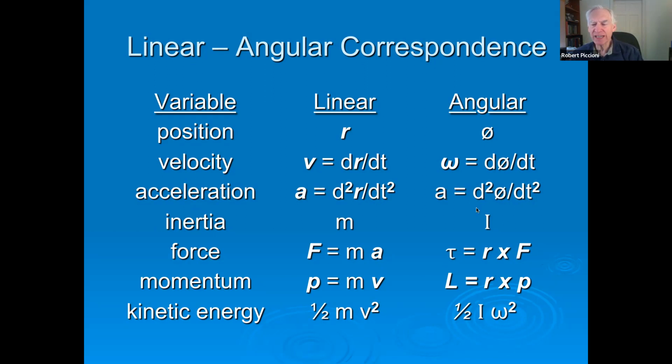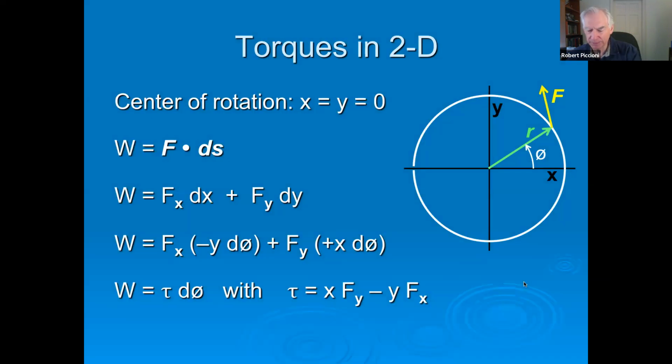Okay, so the torque has this weird property we just discussed. And in the linear business, the linear momentum is mass times the linear velocity. And here you have another one of these cross products. The angular momentum L is the radius cross product with the linear momentum. So the L is pointed in the same direction as the tau when the force is applied in the direction of the momentum.